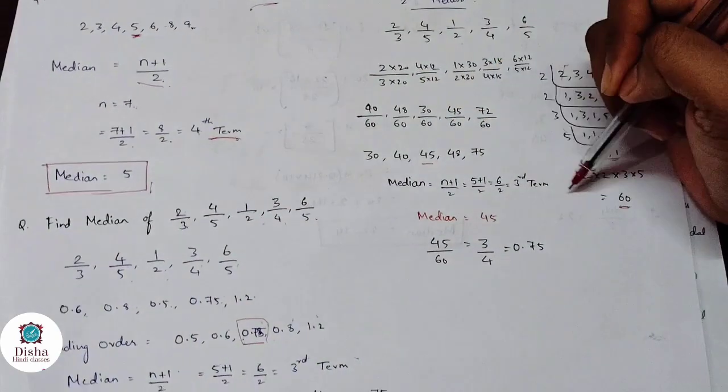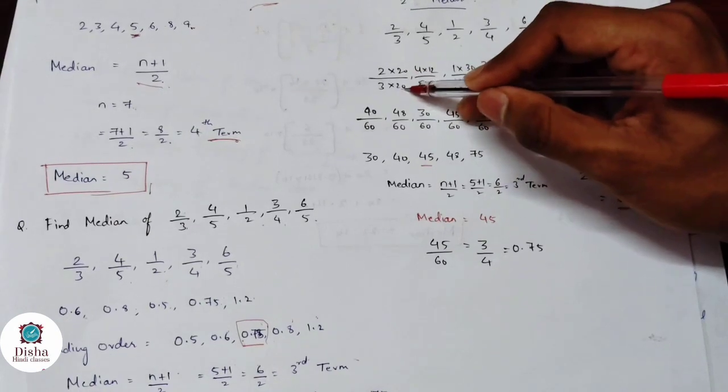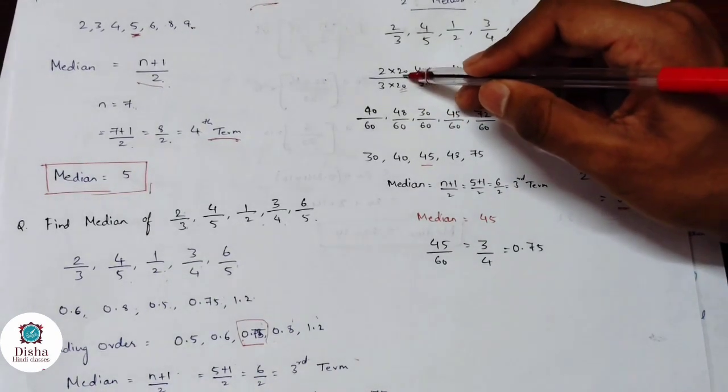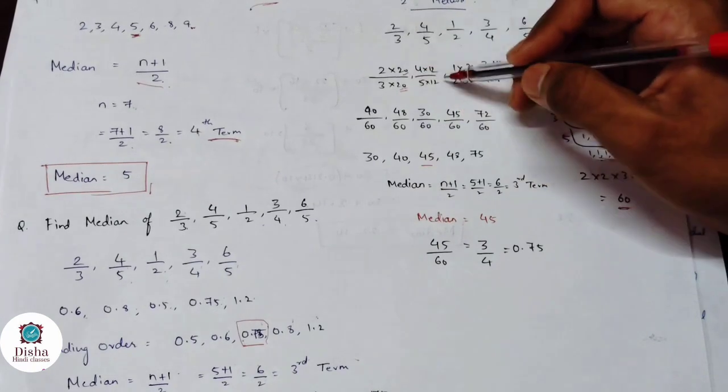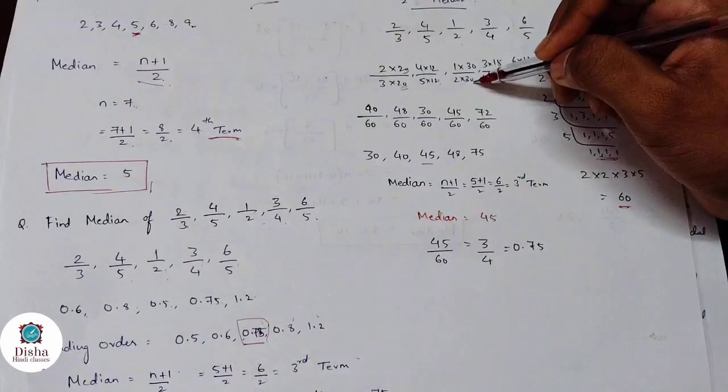We'll be multiplying the denominators to get 60. So 3 into 20 would get us 60. The number we are multiplying in the denominator will be multiplied in the numerator also. So 20 into 20. Here 5 into 12 is 60. So we'll be multiplying 12 in the numerator also.